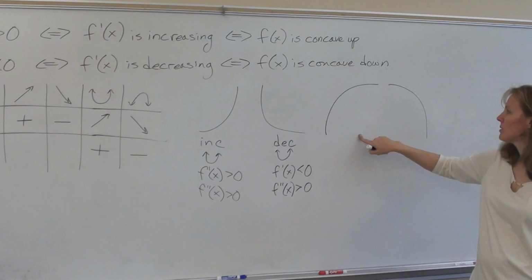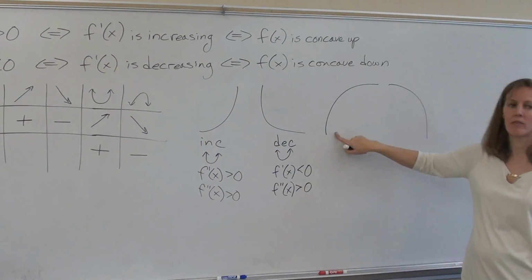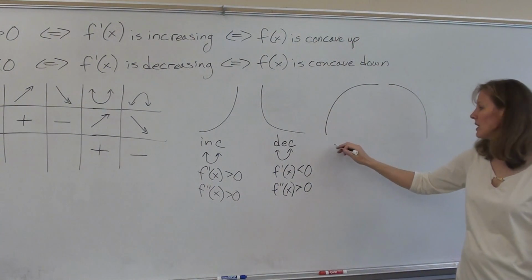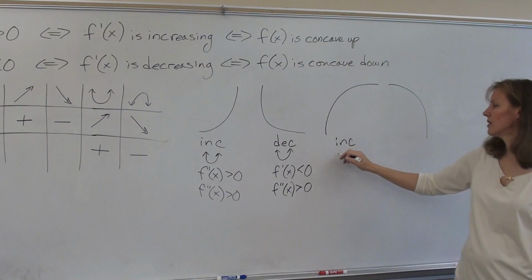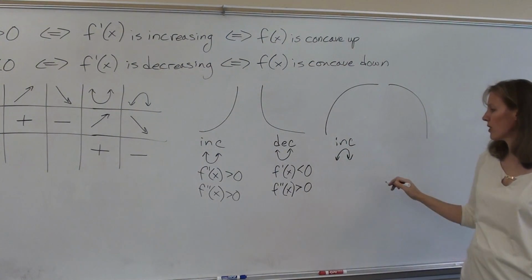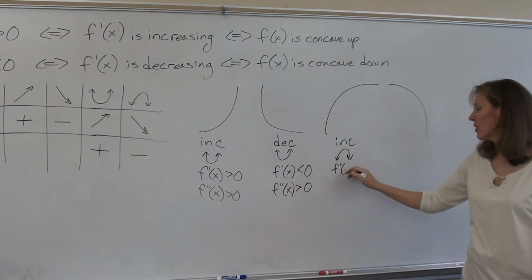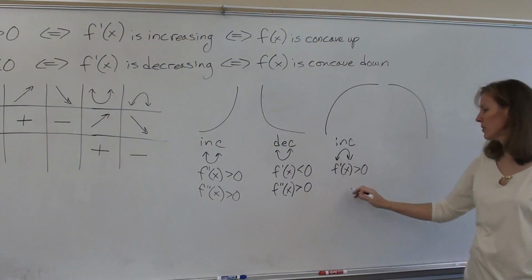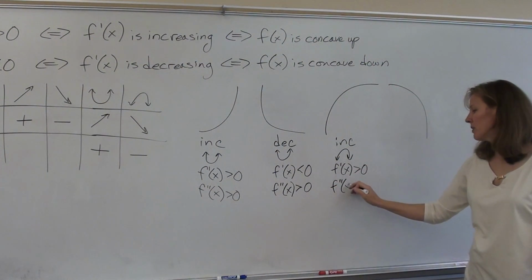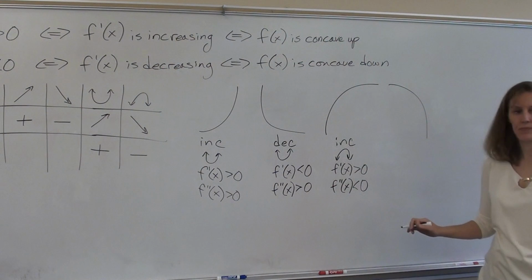Okay? This one, is this function increasing or decreasing? This function's increasing, but it's concave down like a frown. So that means our f prime is positive, our f double prime is negative.